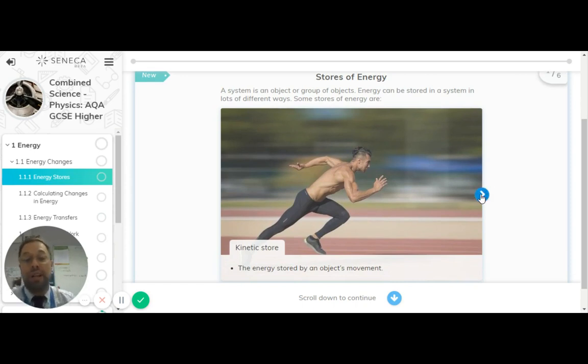So first of all, we've got the kinetic energy store. Any sort of object that is moving has got a kinetic energy store in it. The faster an object is moving, the more kinetic energy is stored up in it. So this guy looks like he's running pretty fast here, so he's probably got a fairly large kinetic energy store.